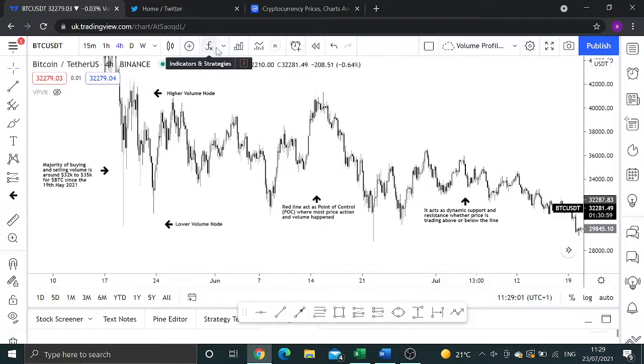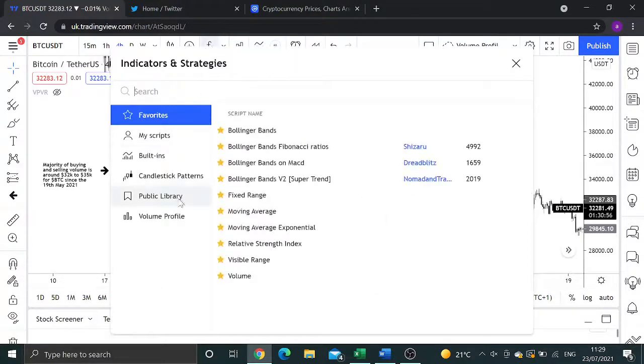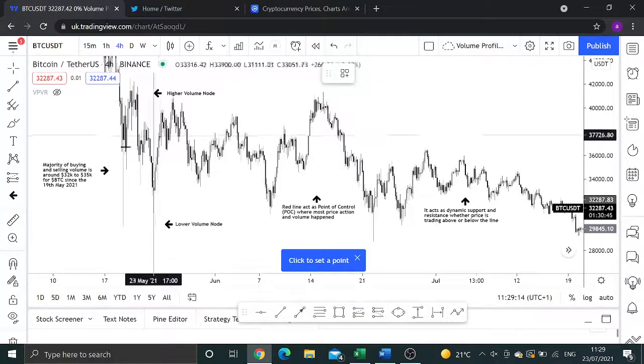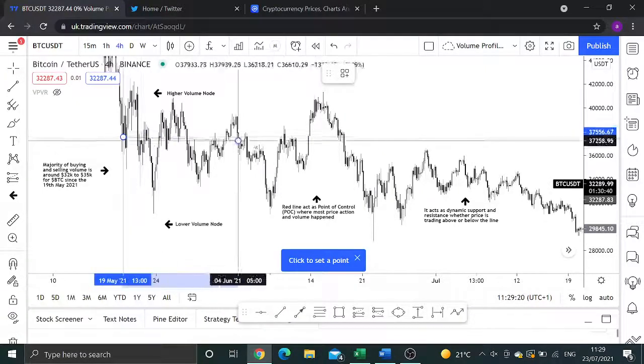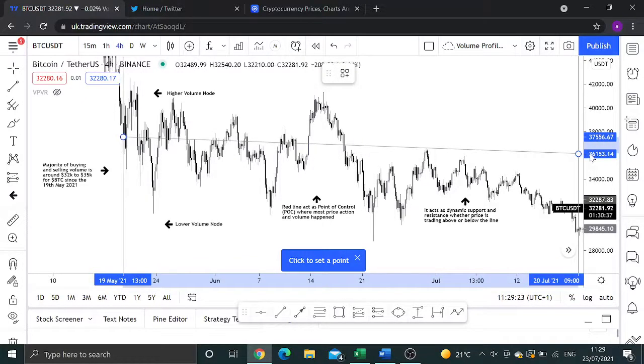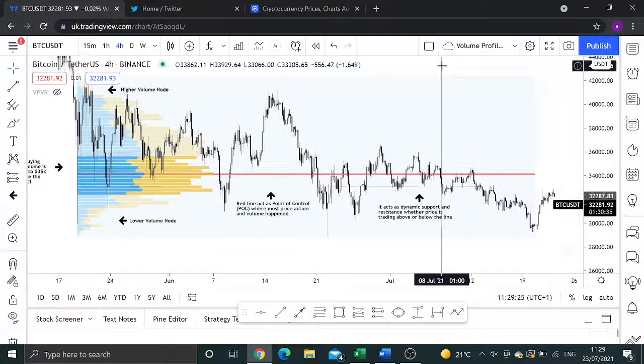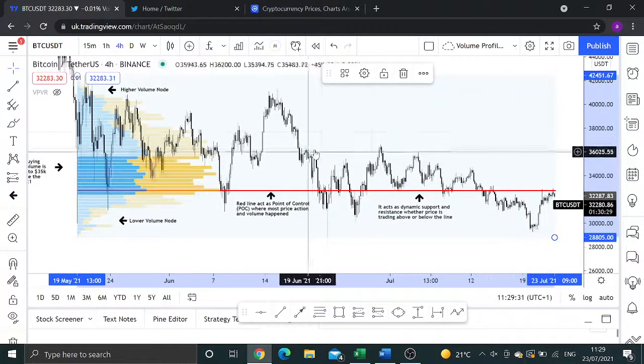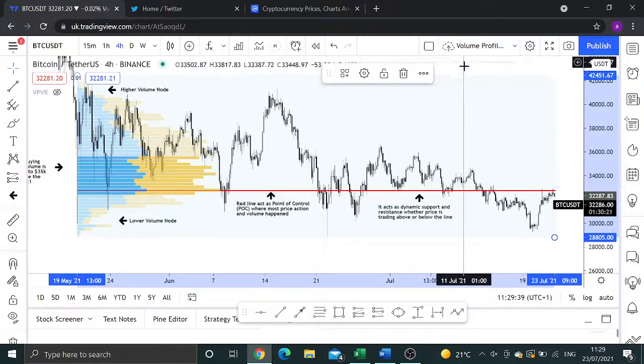The best way to find it is to go to indicators and strategies, click that, click volume profile, and then choose fixed range. Then I'm going to click that and click out of here. What I'm going to do is start from the 19th of May, the first crash that we had, all the way to the current period that we are in now. So this fixed range covers all of the price action from the 19th of May 2021 up to the 23rd of July 2021.